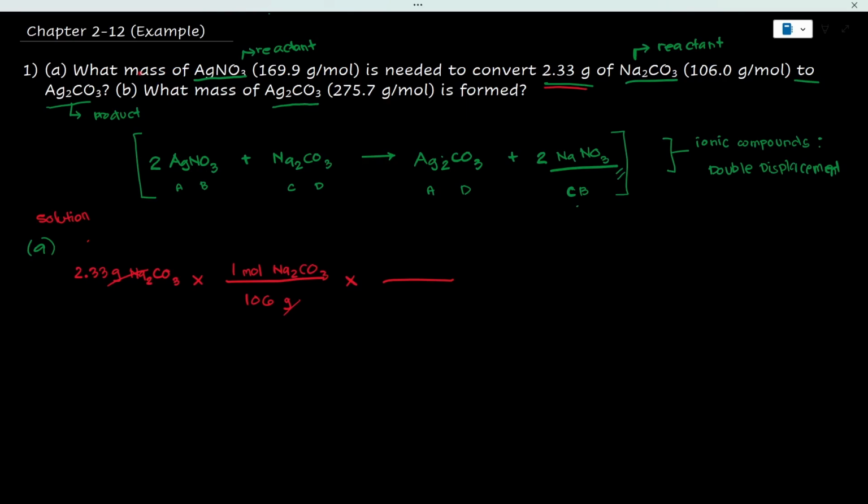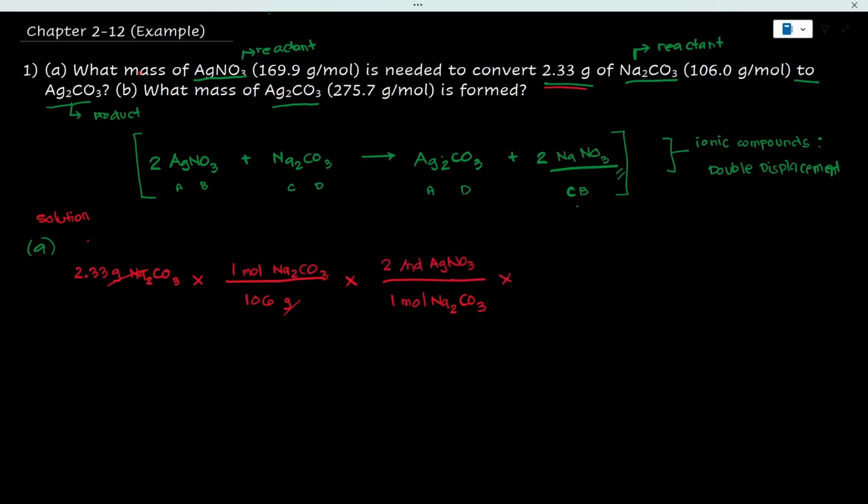And this time, this would be the important part. We can use the balanced chemical equation in order for us to have the correct stoichiometric ratio. So 1 mole of sodium carbonate, and note, we want to find AgNO3. So let's relate sodium carbonate with AgNO3. According to the balanced chemical equation, 1 mole of sodium carbonate reacts with 2 moles of AgNO3.